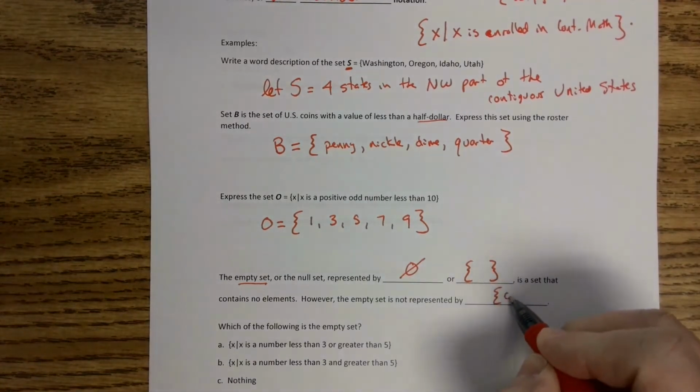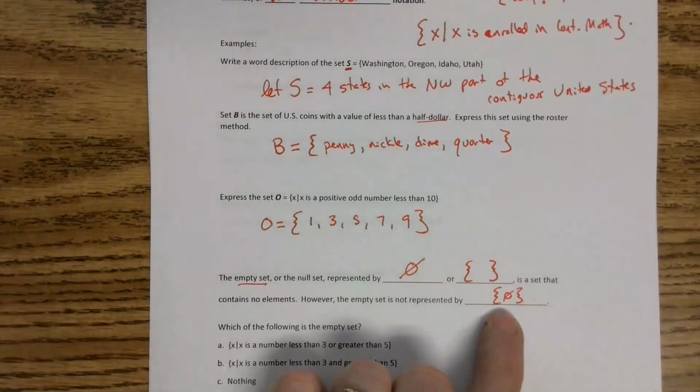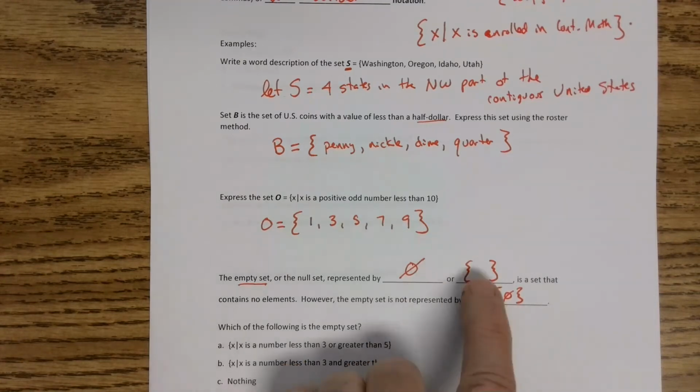However, don't combine those two, because that is not the empty set. That is the set that contains the symbol for the empty set. So that's not empty, it contains a symbol. So the empty set is one of these top two.